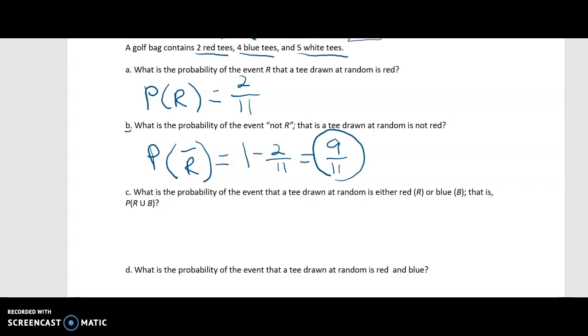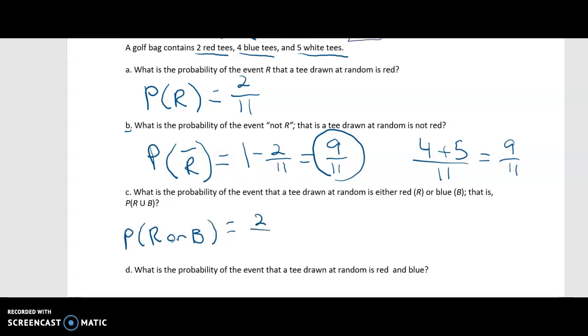Another way to find this is if it's not red, then that means it would be blue or white. So we could have simply said there are 4 blue tees plus 5 white tees out of 11 tees total, and we would have gotten 9/11. Either method's okay to use. For part C, what is the probability of the event that a tee drawn at random is red or blue?